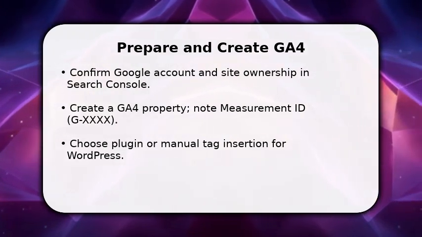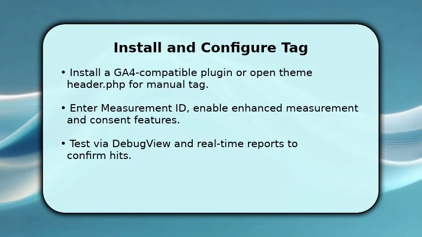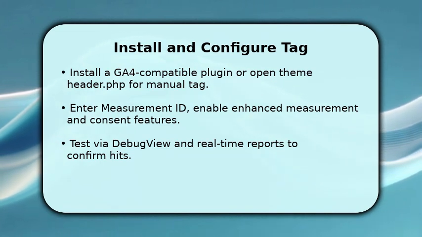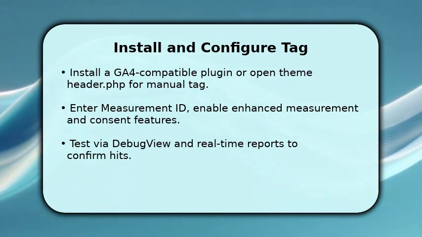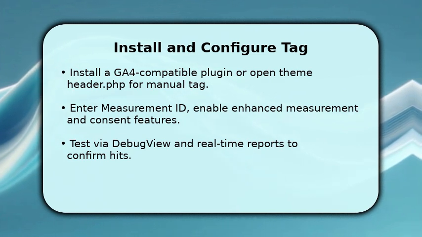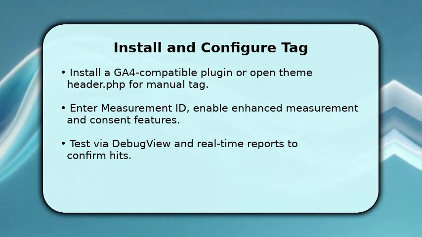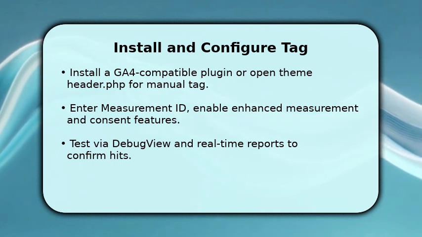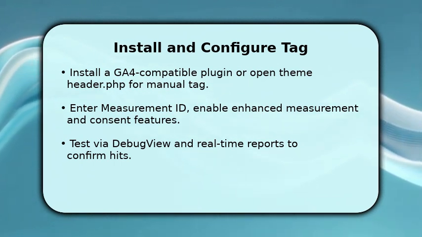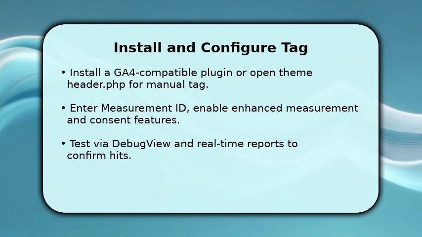If using a plugin, install, activate, and paste the measurement ID into the plugin's GA4 field. Enable enhanced measurement to track scrolls, outbound clicks, and file downloads. If adding manually, insert the GA4 script into the header, PHP, or a site-wide hook, then save.